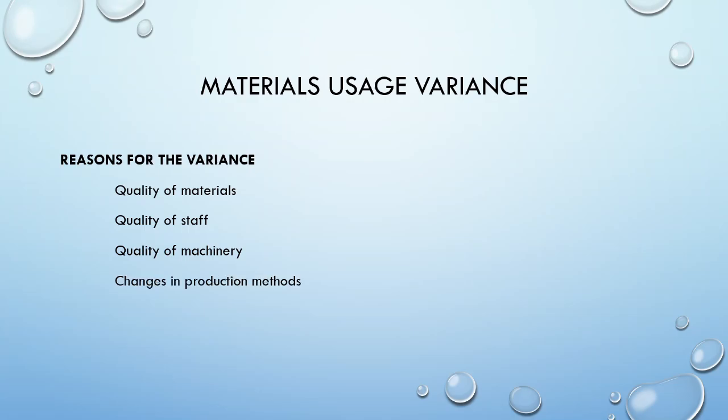Maybe there have also been changes in our production methods, or in the mix of the raw materials we use, which we will look at in more detail under the mix and yield variances. Such changes may result in more or less usage of materials. We could have changes in the quality control requirements of our materials. If they become more lax, then we would expect more usage. If they become more strict, we would get better quality materials and have less usage.